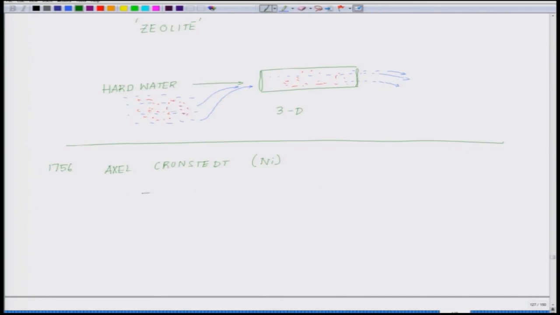As a matter of fact, he is the person who gave the name zeolite, whose actual meaning is boiling stone. What does that mean? Suppose you have water, you give heat, you see steam coming out. If you have rocks instead of water, you give heat, nothing will come out. But you have zeolites, a very unique form of mineral. You give heat, you will see steam coming out.